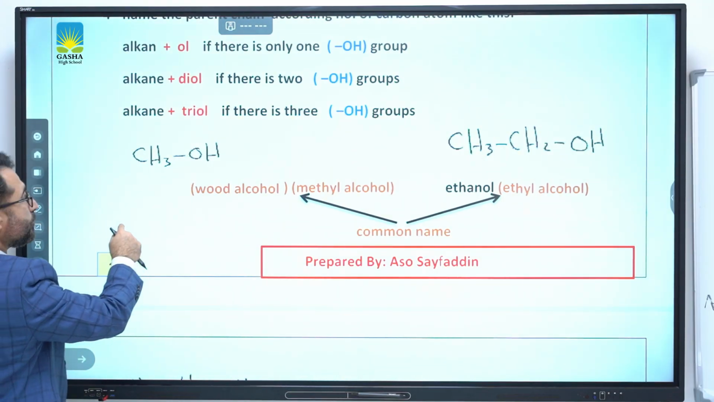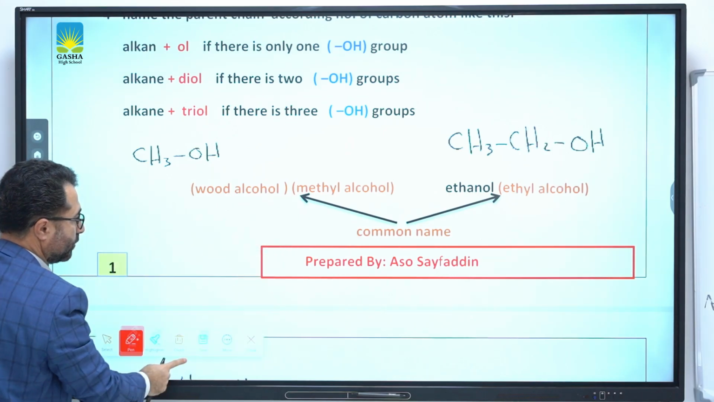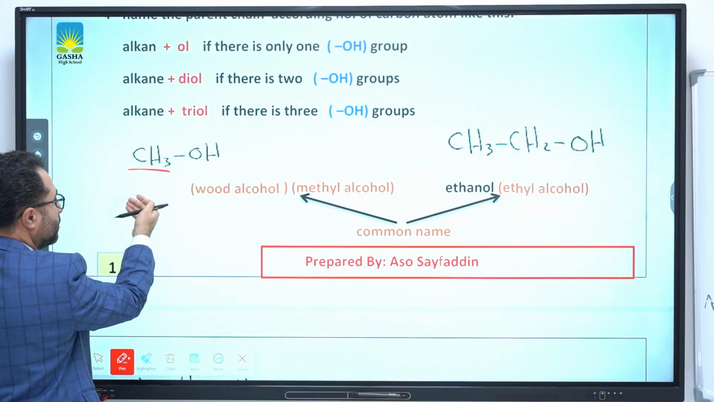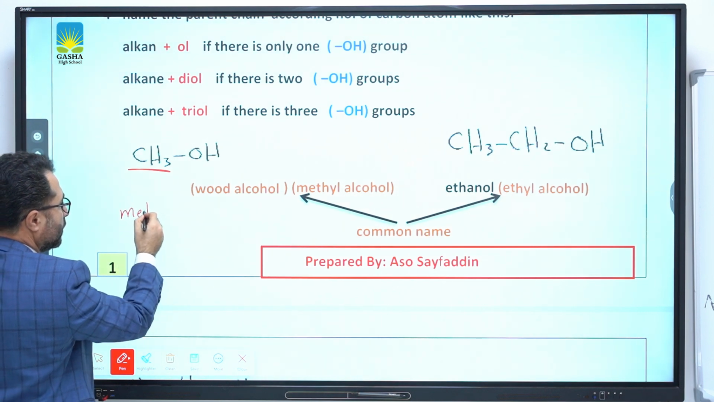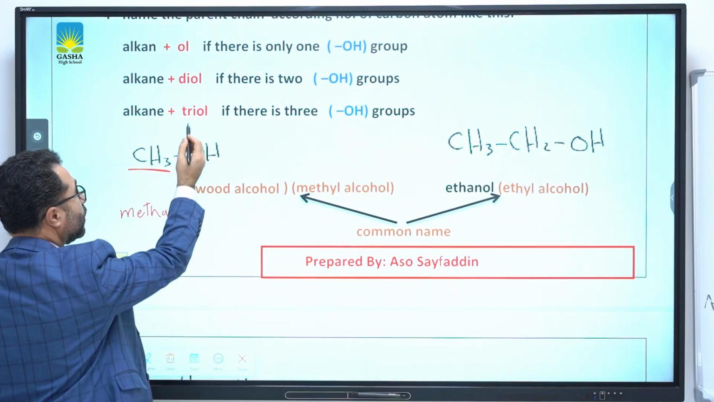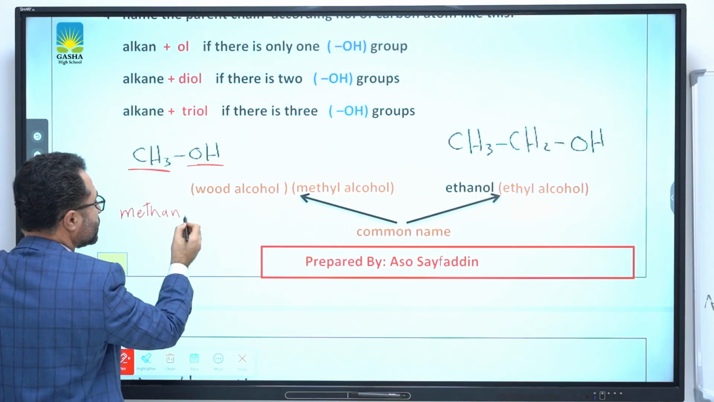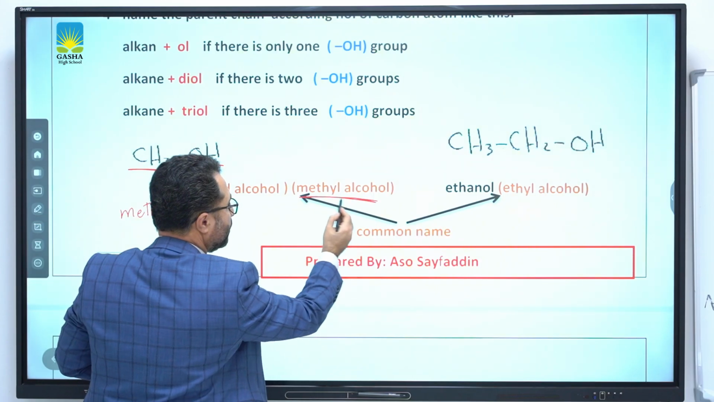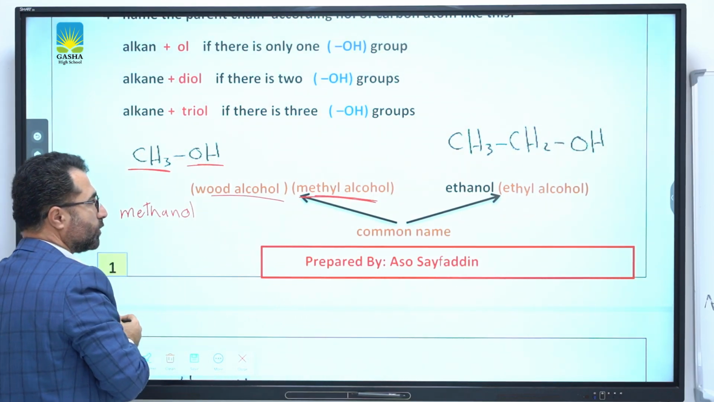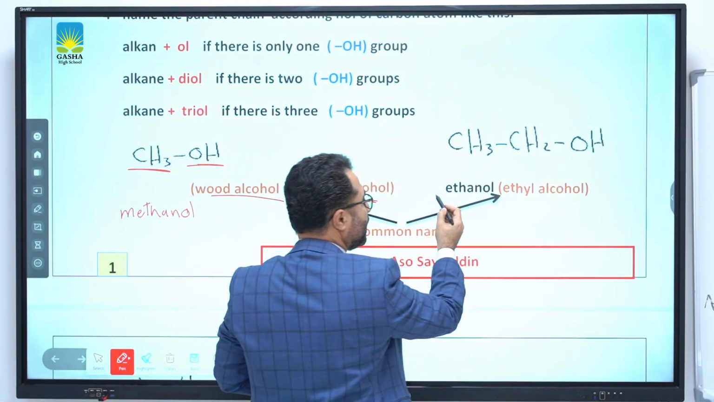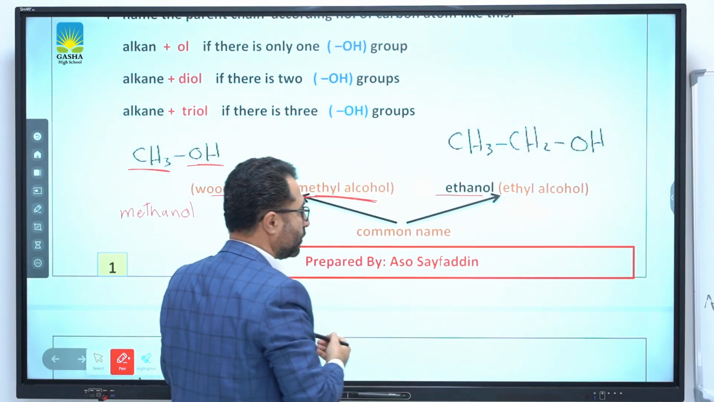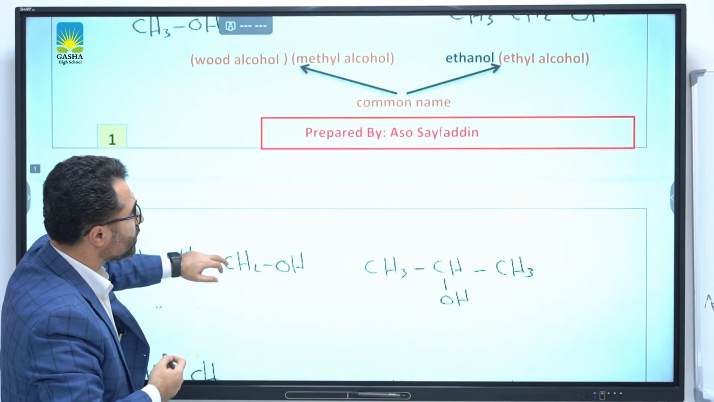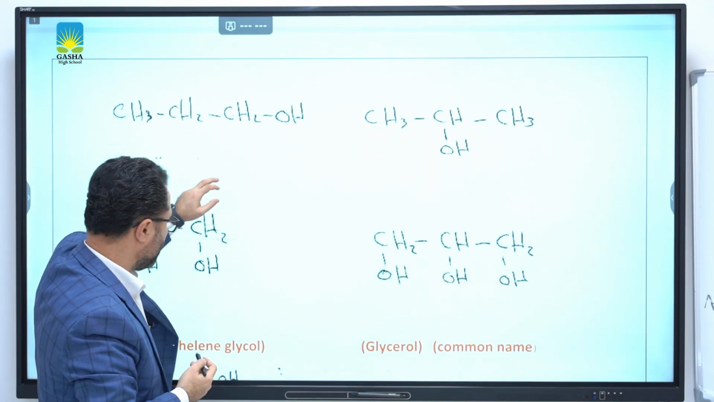So it will be methane. Alkane has 1 carbon, it's methane, plus ol because it has 1 OH. So it will be methanol. It has a common name, methyl alcohol, or we can say wood alcohol. For 2 carbons, it will be ethane, or ethyl alcohol. For 3 carbons, you have to number it from the side that has the OH group.